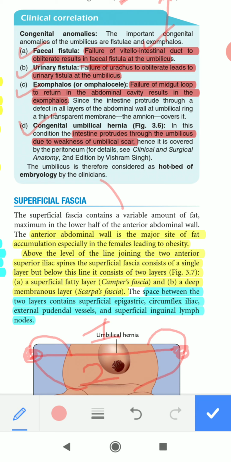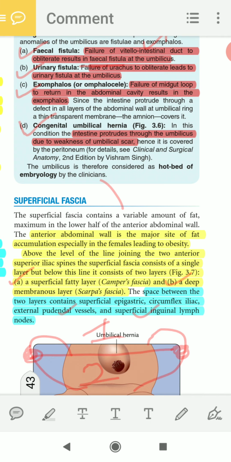So what are the two layers below this line? One is the superficial fatty layer, known as Camper's fascia, and a deep membranous layer known as Scarpa's fascia. And the space between the two layers contains the superficial epigastric artery, circumflex iliac artery, external pudendal vessels, and superficial inguinal lymph nodes.